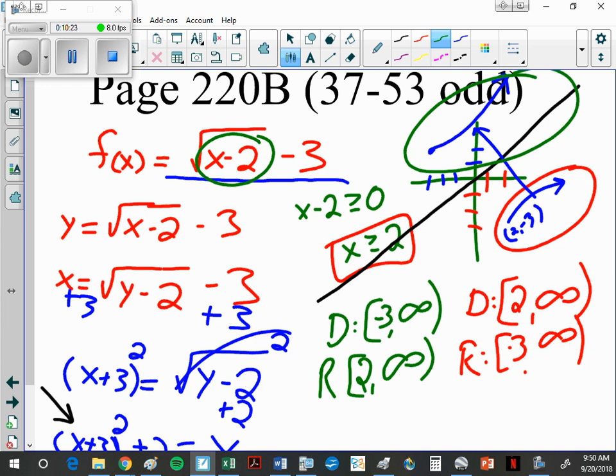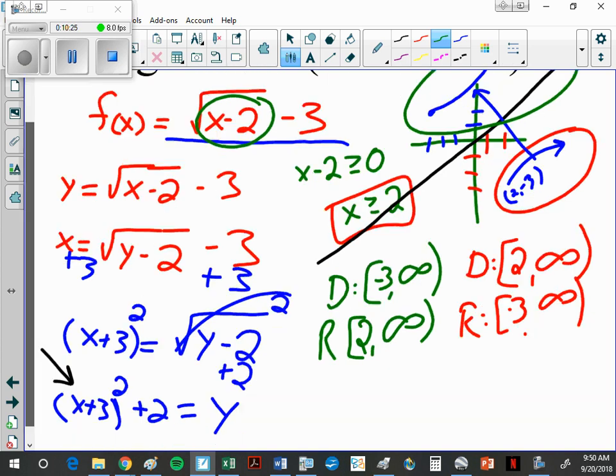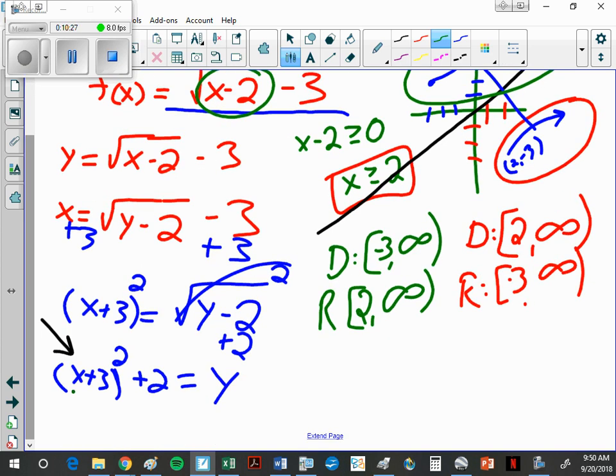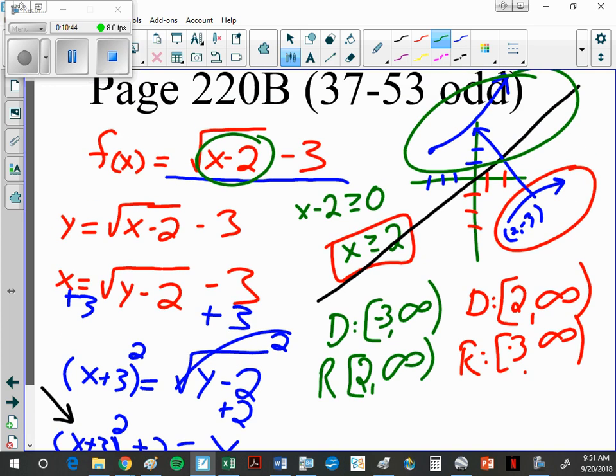Okay, so what is the domain of this? Well, it's the range of the original problem. Does everybody see that? And this will be on the final, I can guarantee it. Okay? They will tell you this is f of x.